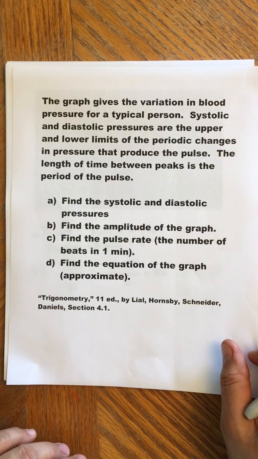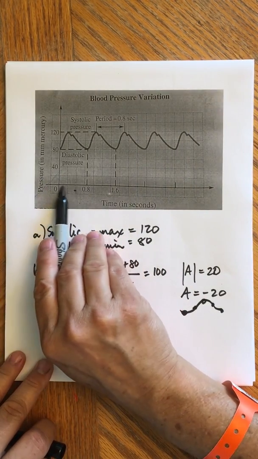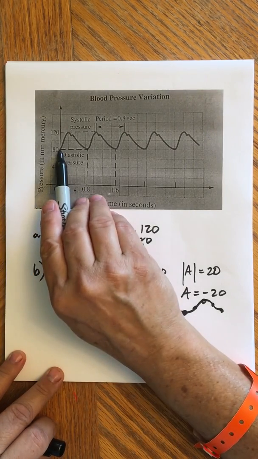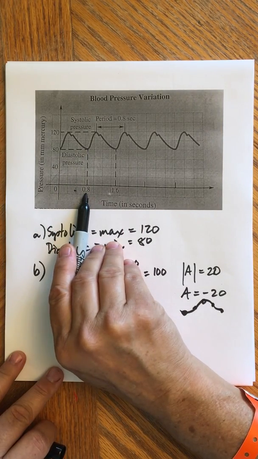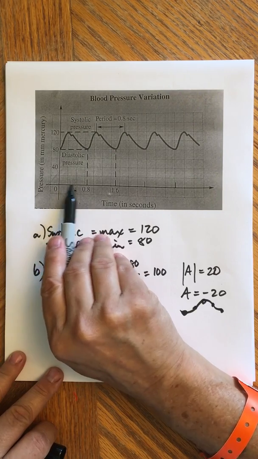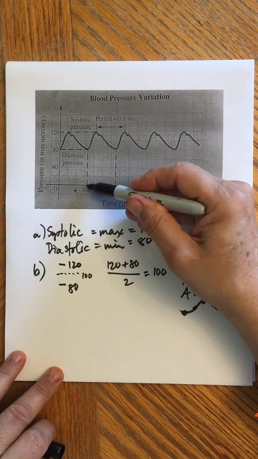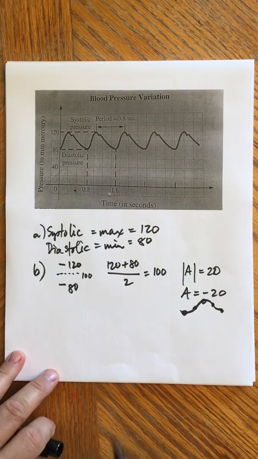C, find the pulse rate, the number of beats in 1 minute. What they're showing us isn't exact, and the divisions aren't fantastic. But basically, here's one wave from this max to this max, and it's 0.8 seconds. The way they've divided this is here's 1, 2, 3, and then this is a little bit beyond 3. So the divisions aren't what I would have chosen, but hey, what can you do?